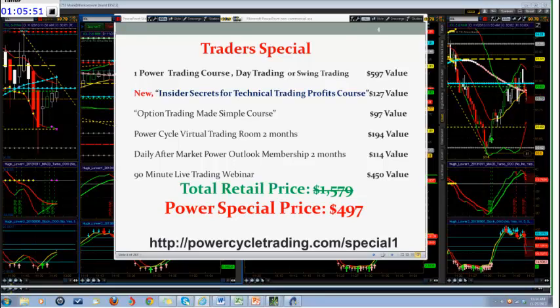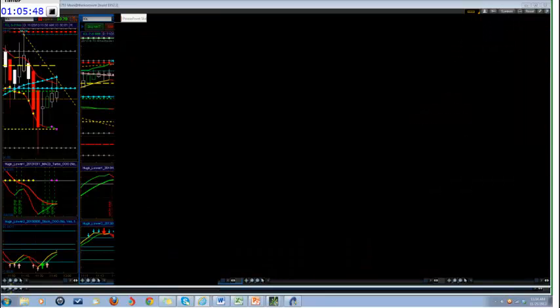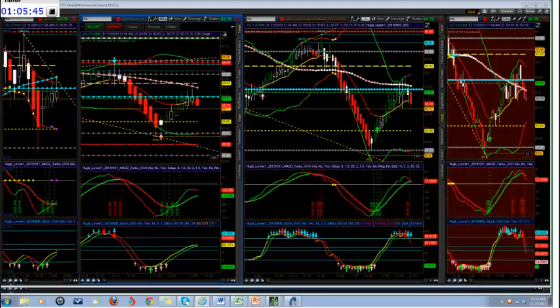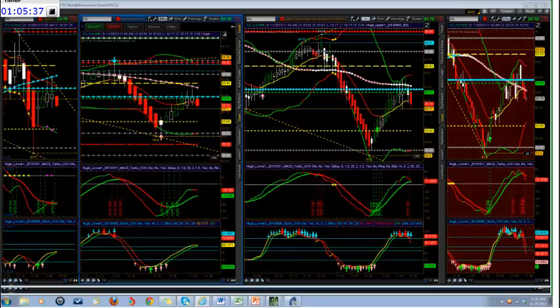And get back to the system here. That's what everybody wants to see. So basically I started off here with crude because I saw this setting up as I was getting ready. I was just flipping through looking at different markets.